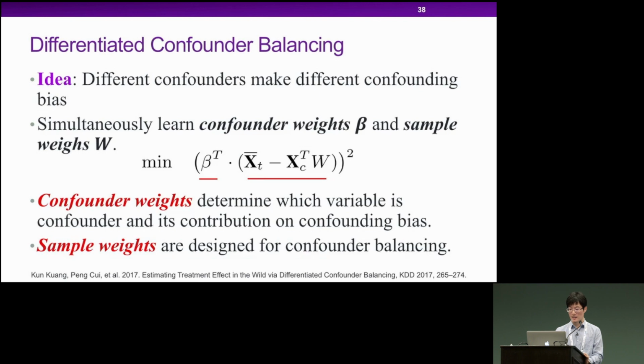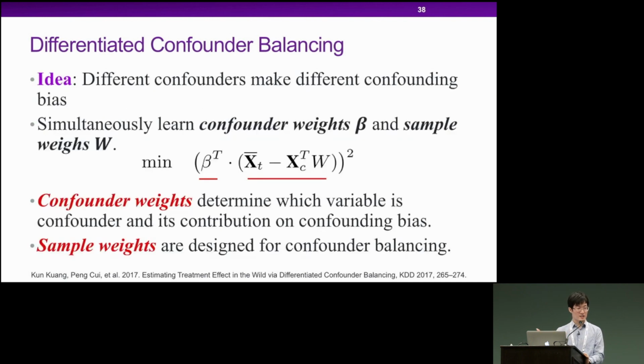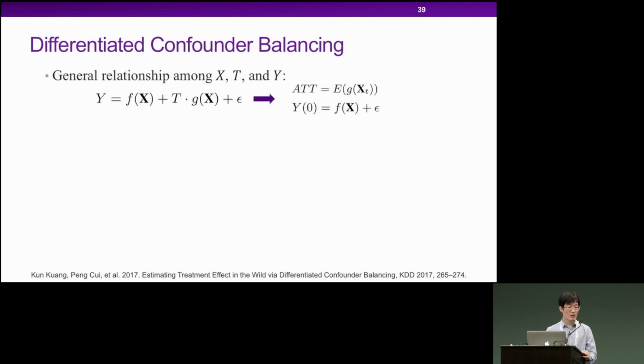So the beta here is the weights of different confounders. We think they can generate different levels of confounding bias. So the confounding weights determine which variable is a confounder and its confounding contribution to the confounding bias. And the sample weights are designed for the confounder balancing.